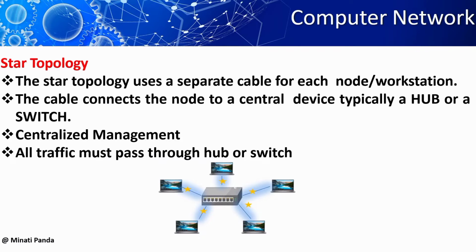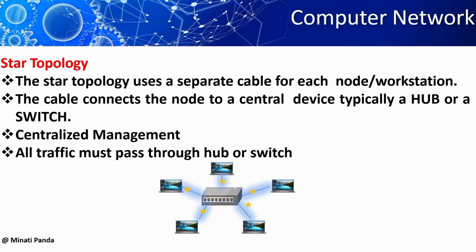In star topology, all computers are connected to a central wiring point such as a hub or a switch or a router. If the source node wants to send some data to the destination node, the source node has to pass the data to the central node and the central node will forward that data to the destination.